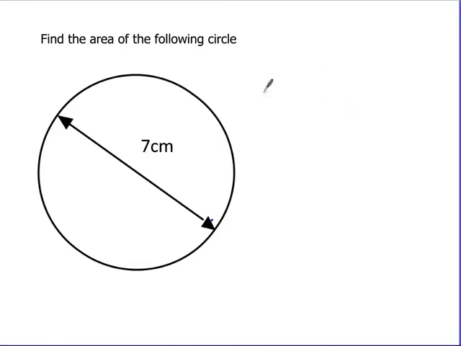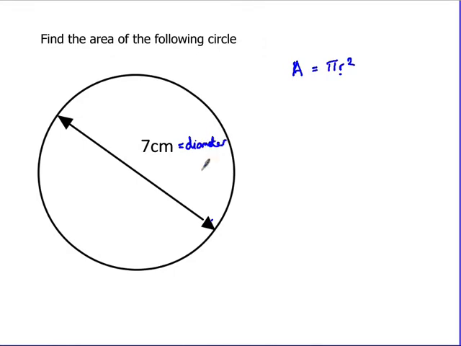Find the area of the following circle. So first thing we need to know is that the area of a circle equals pi r squared. And the r stands for the radius. Now in this circle here, we've got the distance the whole way across, which is called the diameter.